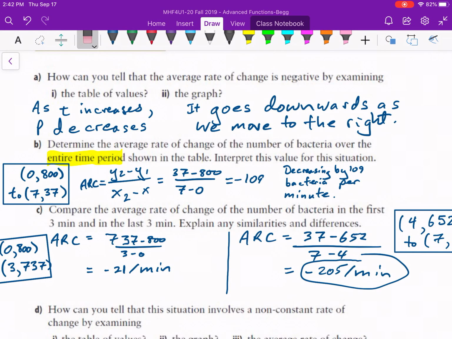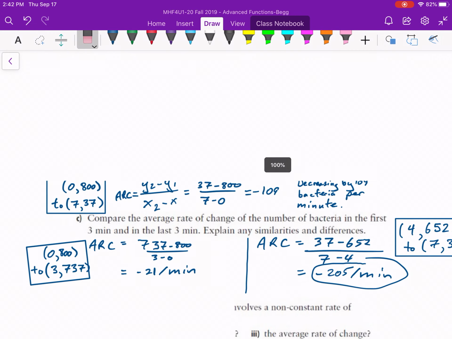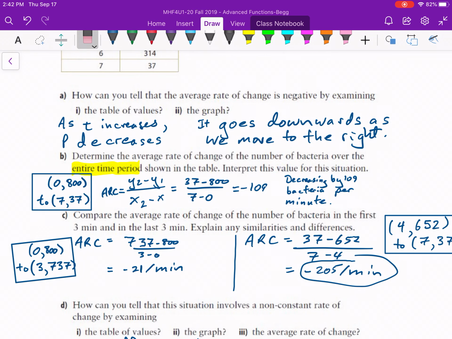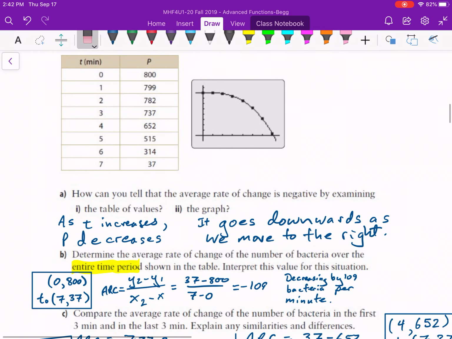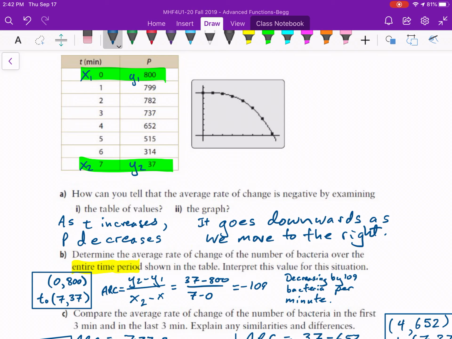If I want to determine the average rate of change of the number of bacteria over the entire period, this is where our slope formula comes in. The entire period starts at time 0 and ends at time 7, with the corresponding populations. So we've got x1, y1, x2, y2. Put them in the appropriate place in the slope formula, as I've already done, and we end up with an average rate of change, ARC, of negative 109. What does that tell us? It means that on average, the bacteria are decreasing by 109 per minute.